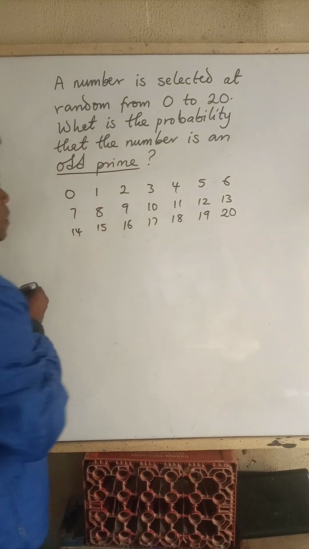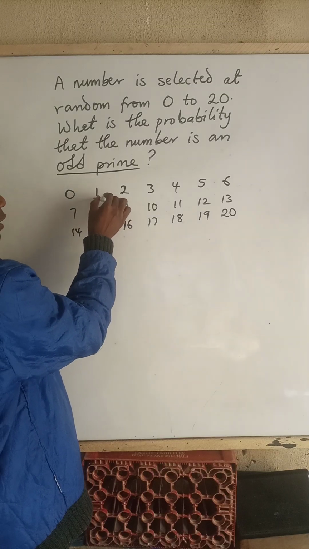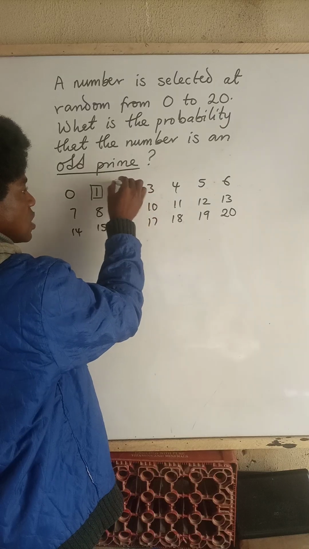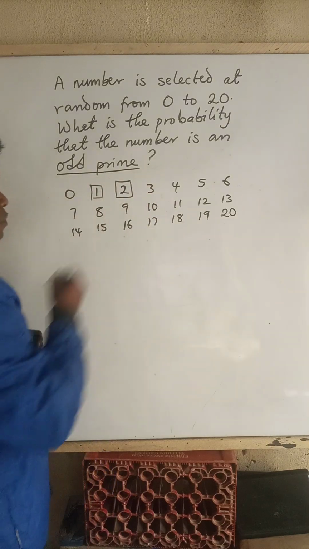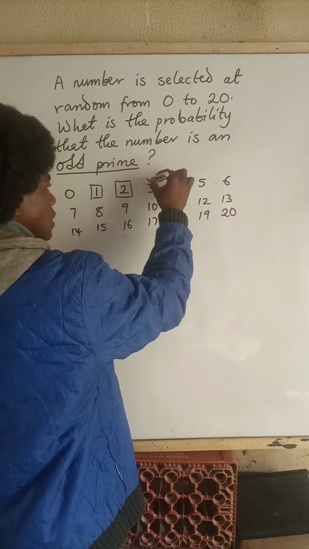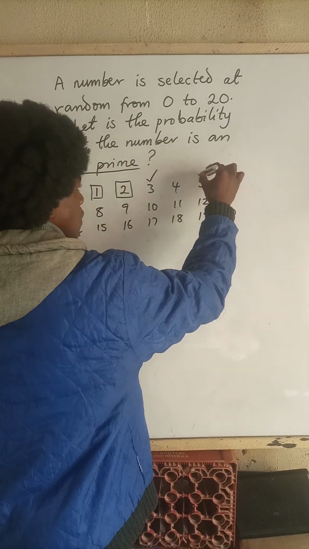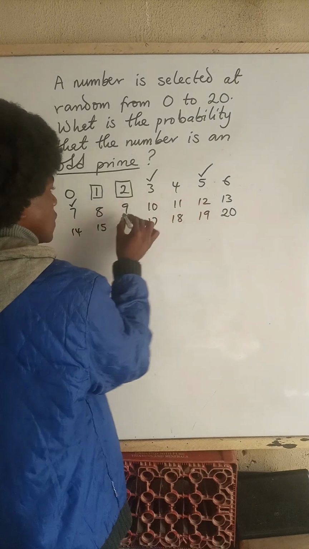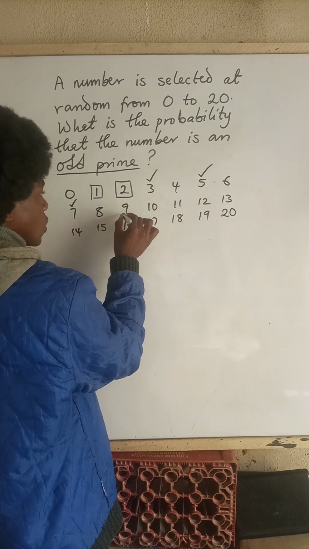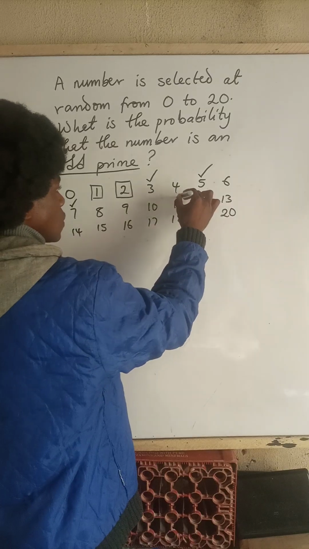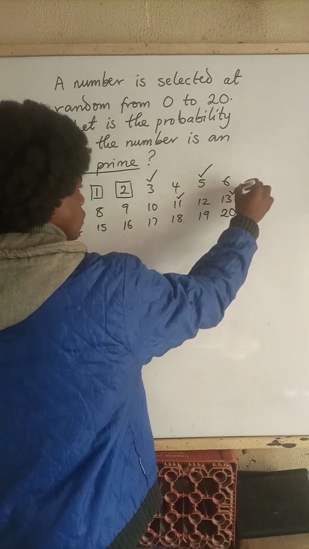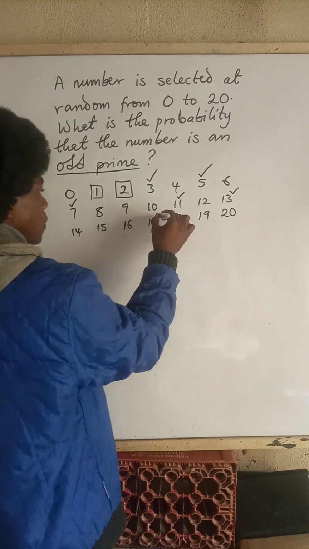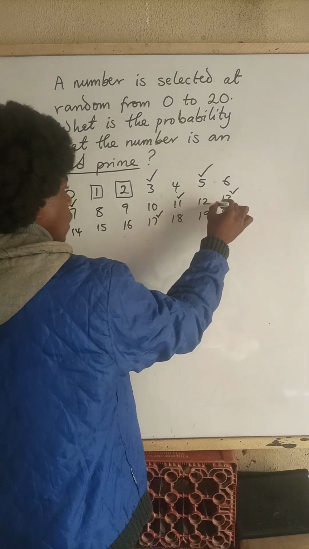Odd prime. Now, this is odd number, but it is not prime. This is prime number, but it is not what? It is not odd. But this number that we have here, this is odd prime. This is odd, but not what? Not prime. Okay? This is odd prime. This is odd, but not what? Not prime. This is odd prime. And what? This is odd prime.